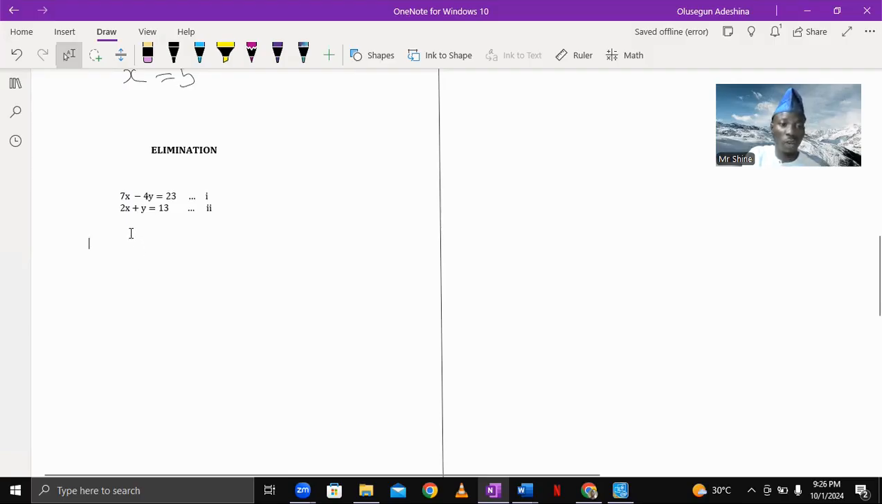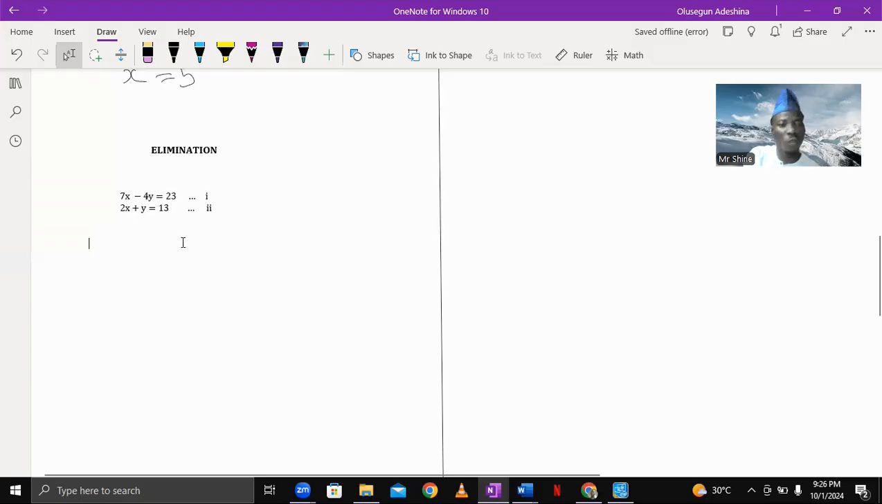So let's say we want to solve for x first, then that means we are going to eliminate y. So how do we do that? It is to make sure that the coefficient of y in both equations are the same. When the coefficients of y in both equations are the same, we can subtract, then subtracting, we get rid of y. Let's do just that. All right, so let's make the coefficient of y the same in both equations.